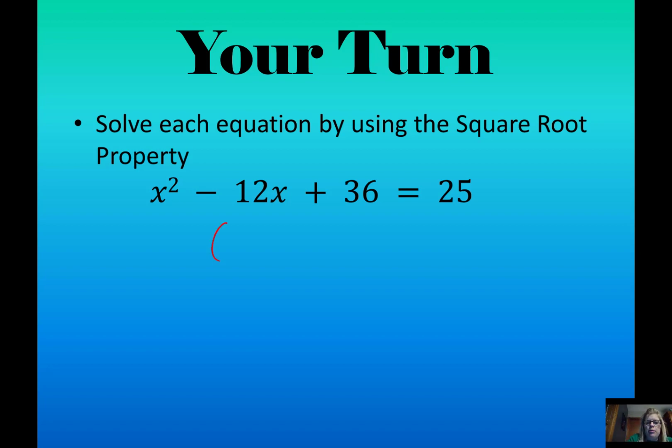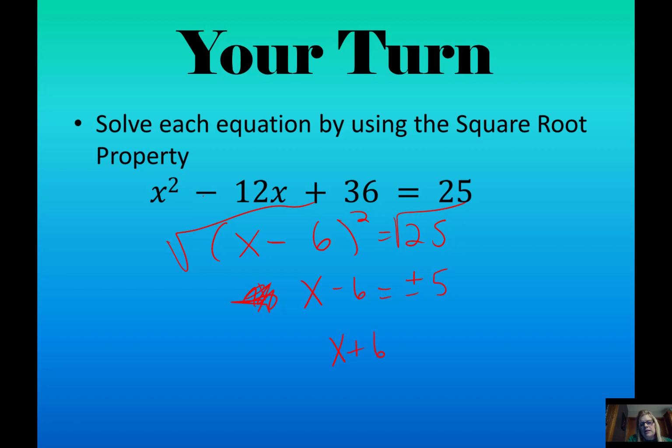I would say to this problem, radical 36 is 6. 6 times 2 is 12. There's a minus. I'm going to add a minus in here. Equals 25. And then to get rid of the exponents, I'm going to take the square root. So I have x minus 6 equals plus or minus 5.